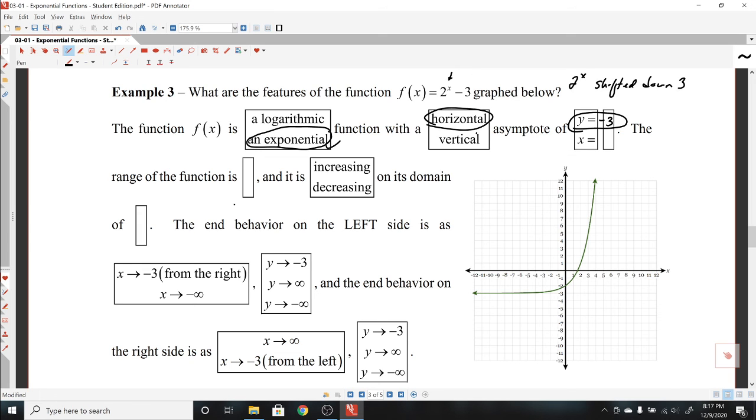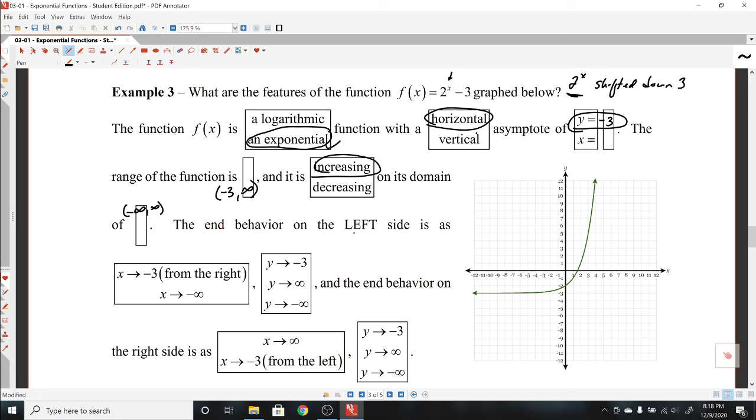The range of the function, well, generally speaking, the range of 2 to the x is 0 to infinity. But if we're shifting the entire graph down 3, then the range is going to be -3 to infinity. And because the base is greater than 1, it's increasing on its domain of all real numbers.